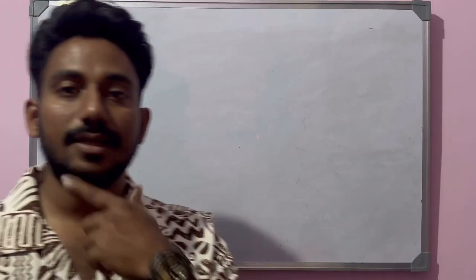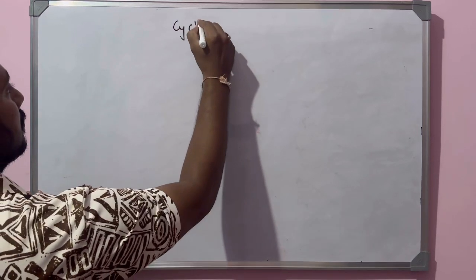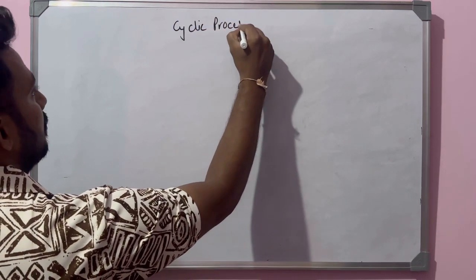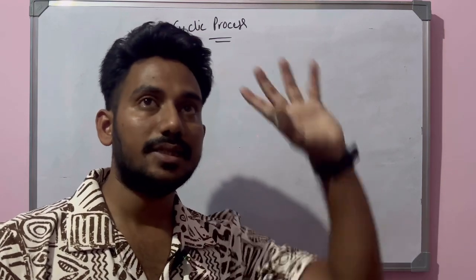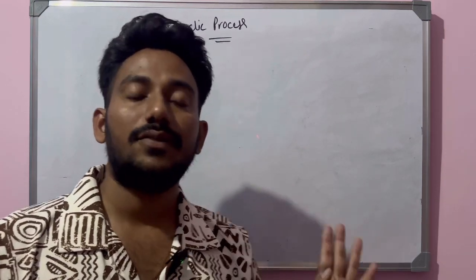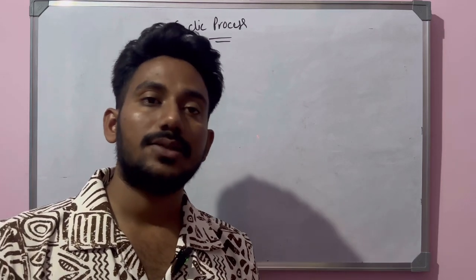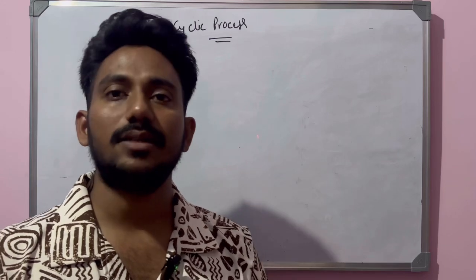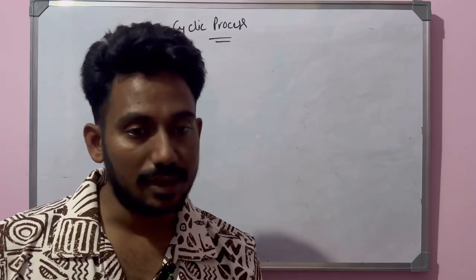Okay, now we'll discuss cyclic process. Cyclic process can be a combination of different thermodynamic processes. So you can combine adiabatic, isothermal, isochoric processes, all together and make a cyclic process. But what do you actually understand by cyclic process?